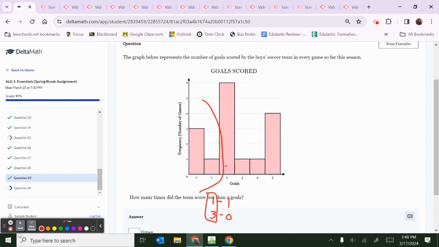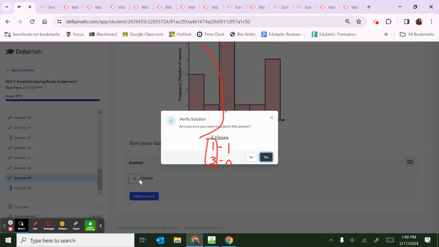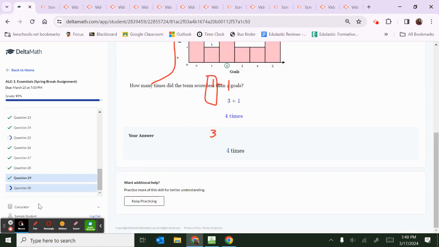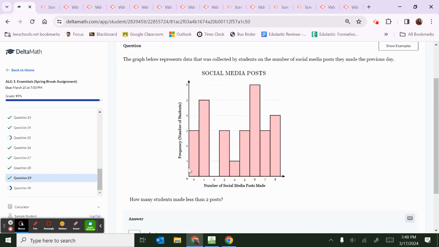All right. So again, guys, this is very interpretation based. So you have to literally be interpreting as best as you can. All right. So that's why I tell you to try to do as much as you can. Okay. So for the next one, it says the graph below represents the data that was collected by students on the number of social media posts they made the previous day.